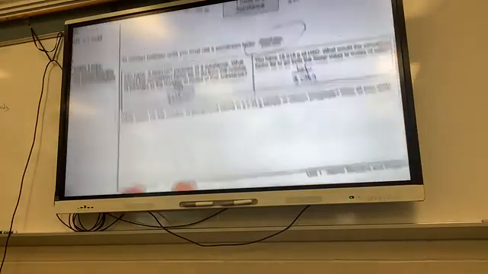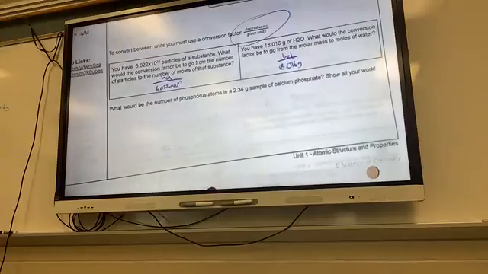What would the number of phosphorus atoms be in 2.34 grams of calcium phosphate? Stoich it. There's one extra step to be careful about on this one. Notice that we're not talking about particles, we're talking about atoms.